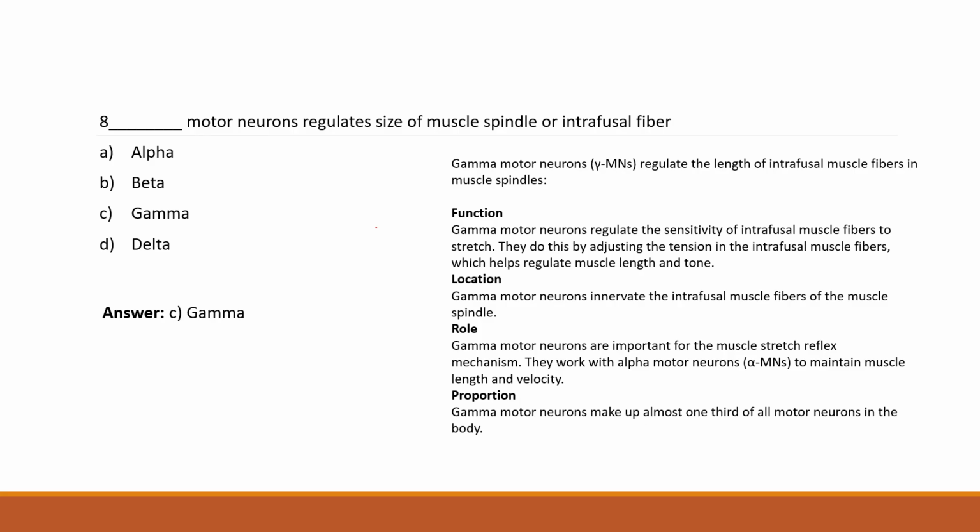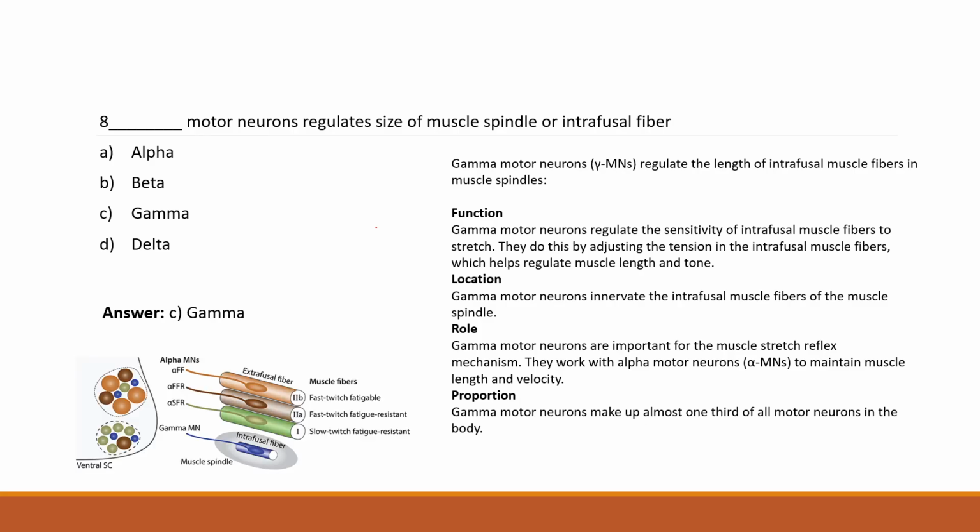So that is what your gamma motor neurons help with, because they give that sensitivity in signals to the muscle fibers. Then they work with alpha motor neurons, or your alpha MNs, to maintain the muscle length and its velocity. Then the proportion, that is the amount or the percentage it contributes, is almost one third of all the motor neurons in the body. So one third of all the motor neurons are your gamma motor neurons.